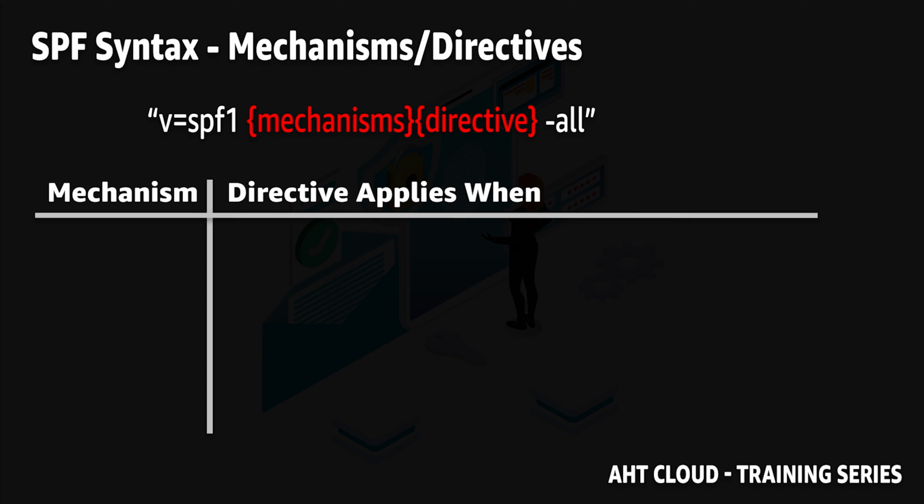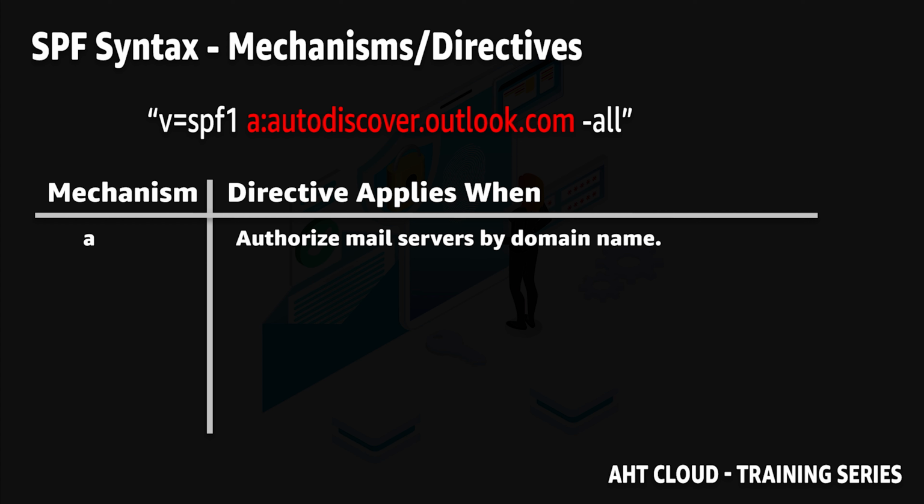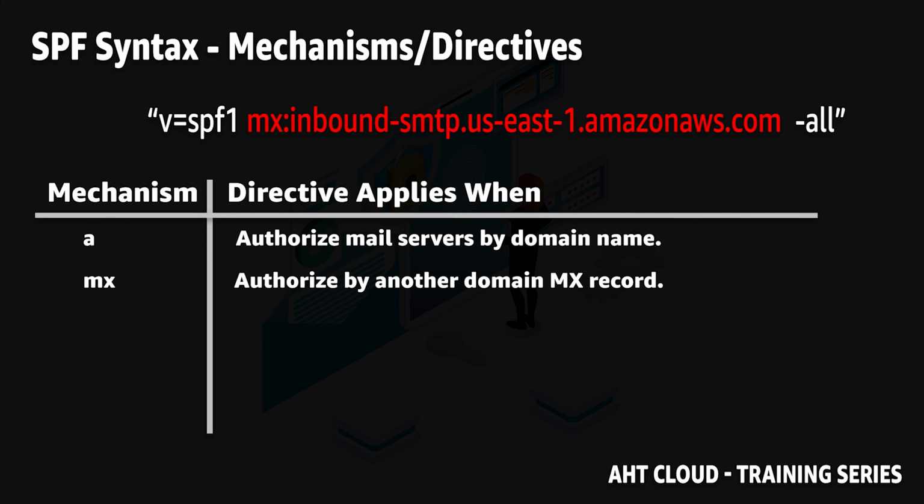You can authorize mail servers by domain name using the letter A for mechanism. So if you want to authorize any domain to send email on your domain's behalf, you would write A, then colon, then the URL name. The second way you can authorize servers is by another domain's MX record. To do that, you write MX, then colon, then the domain name where the MX record is stored.